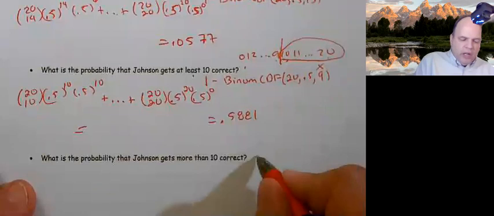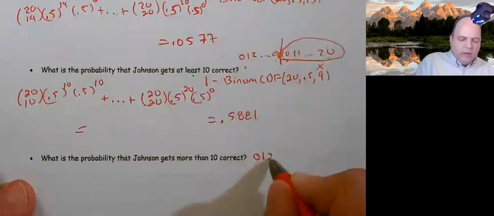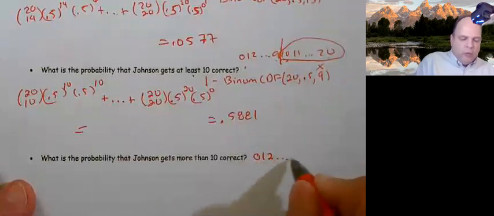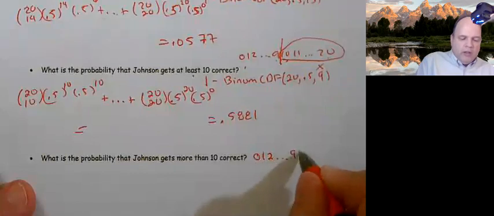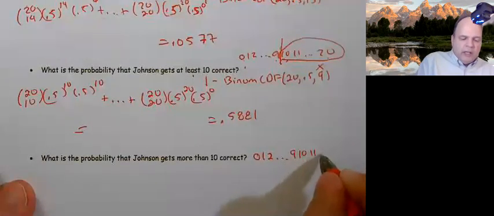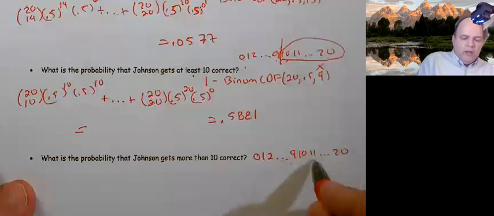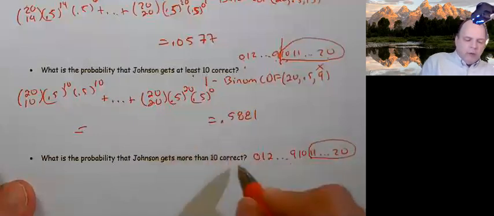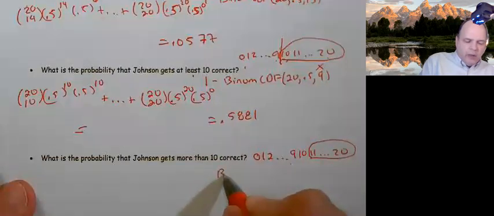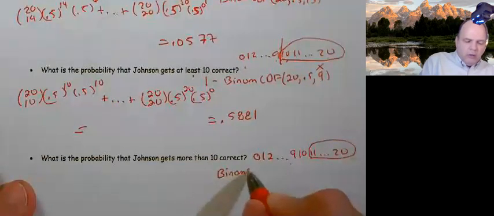All right. Once again, we need to read these numbers carefully because it will confuse you. So 1 above, 1 below: 9, 10, 11, dot, dot, dot, 20. More than 10 means we have to get 11 correct. Again, we have a fixed number of trials, so this tells me it's a binomial CDF.